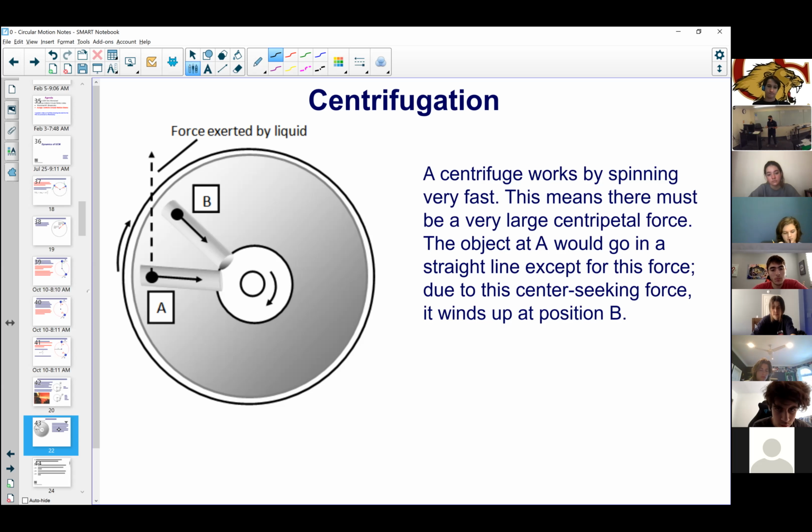So we shouldn't really call it a centrifuge. We should call it a centipede, right? Or an inertia machine, something, I don't know. But there's no such thing as centrifugal force.